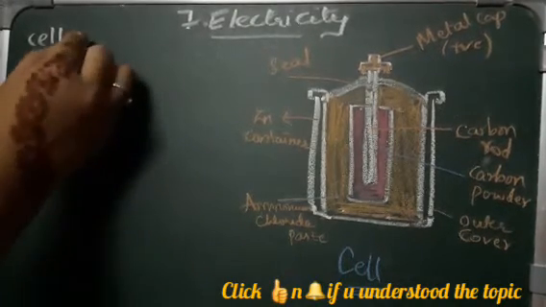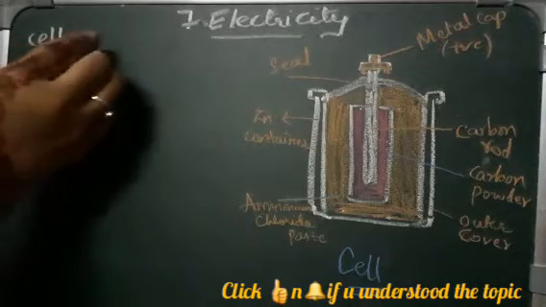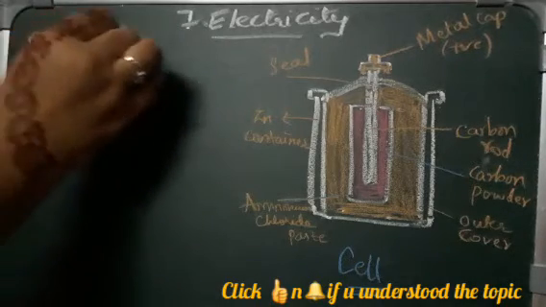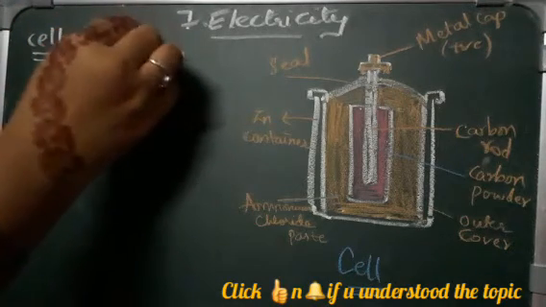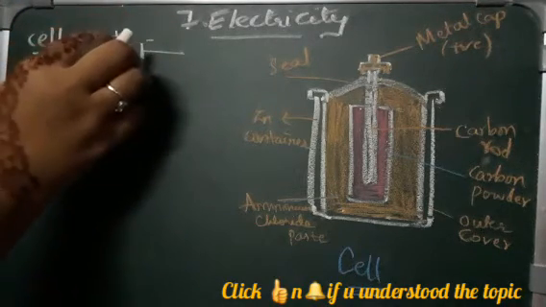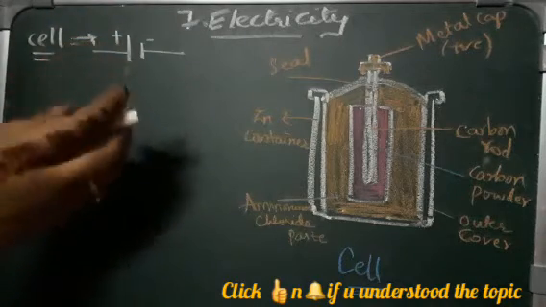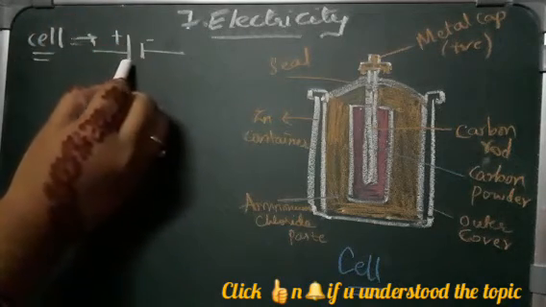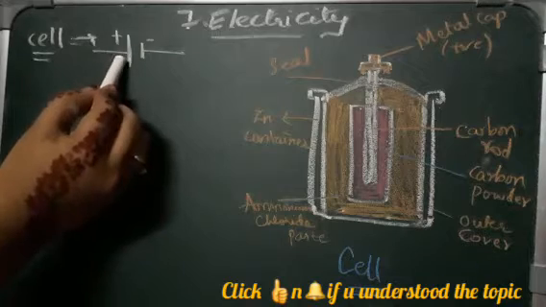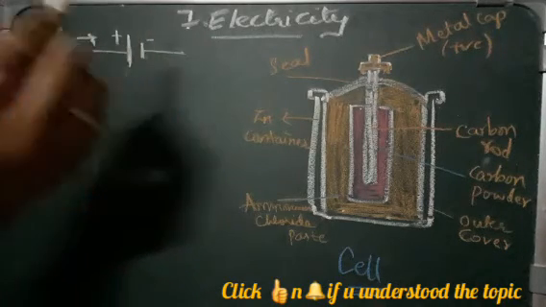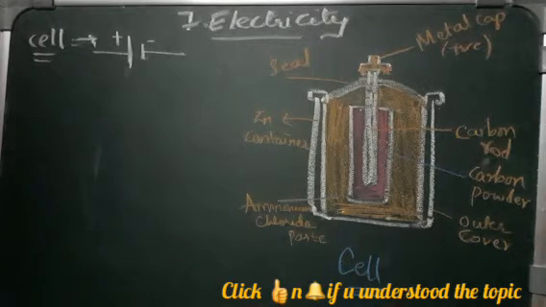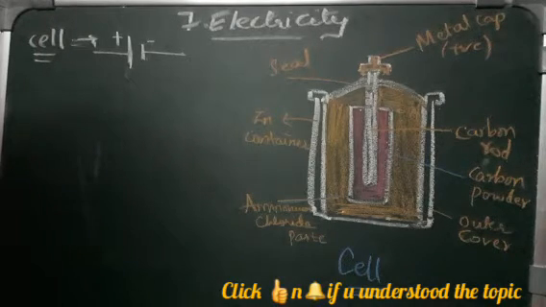So here you can see how we will denote this cell. In the circuit we will denote it as plus, minus; the small line is minus, and the big line will be plus. Always remember, the positive terminal will be the little bigger line, and the smaller line compared to this will be the negative terminal.